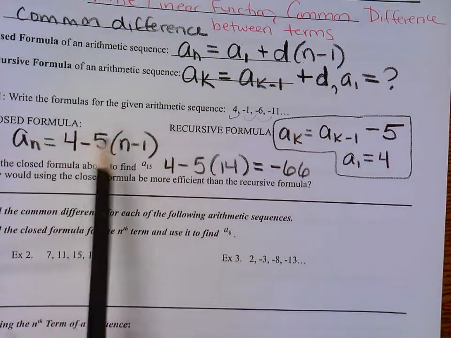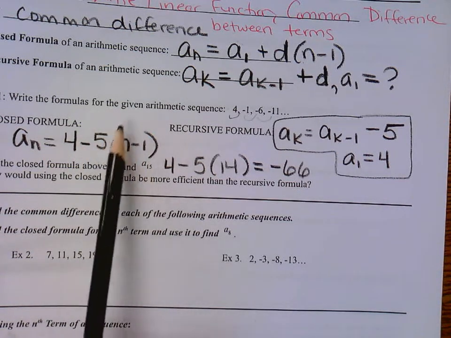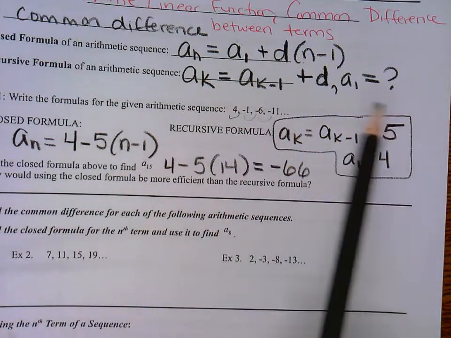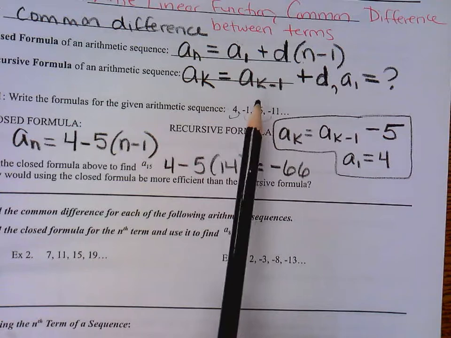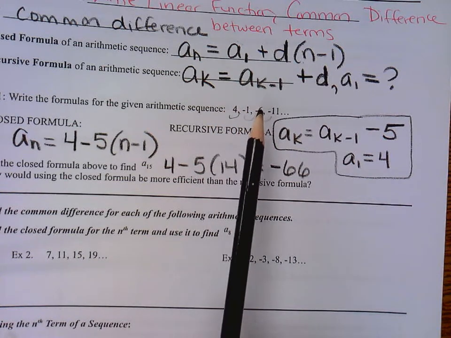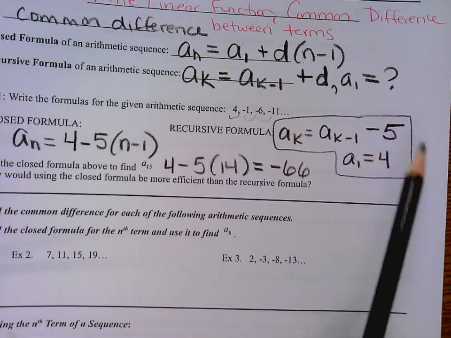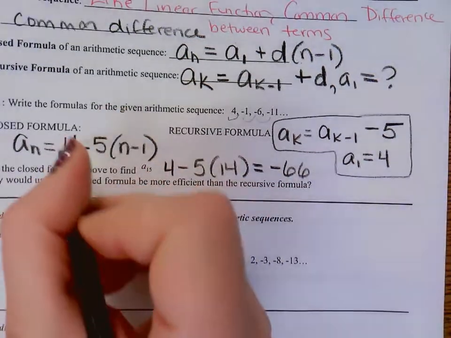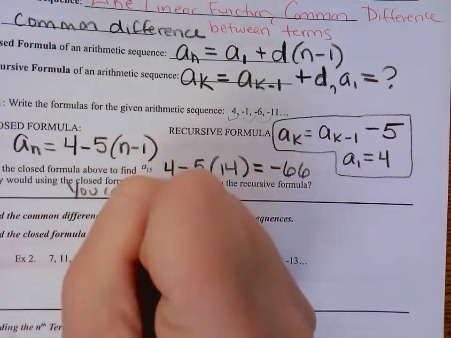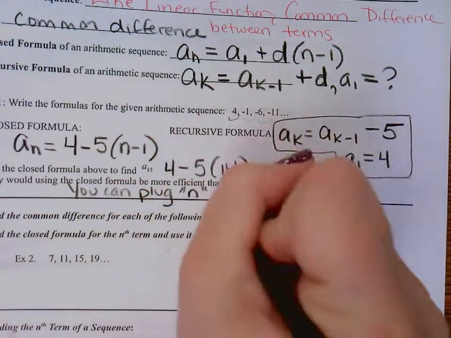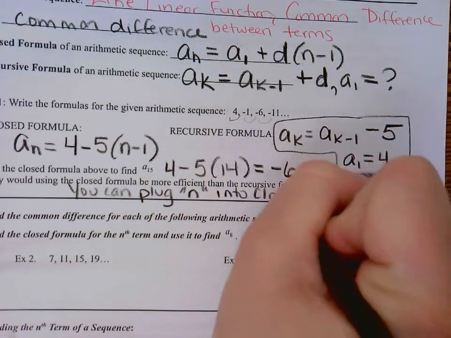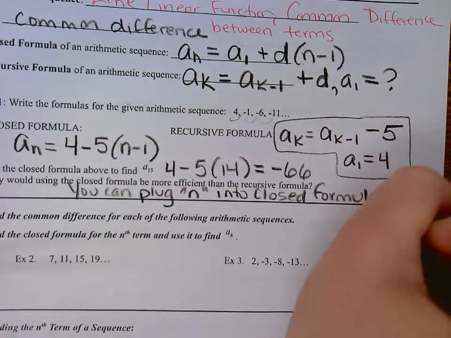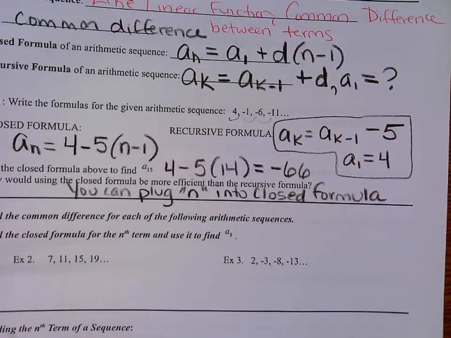The reason the closed formula is better is you can plug in 15 and get an answer. Over here, you can't plug in 15. You would basically have to start at 4 and subtract 5, subtract 5, subtract 5, all the way till you've done it 15 times. So closed formula is more efficient because you can plug n into the closed formula. So we're going to be using closed most of the time, but I do want you to know about recursive too.